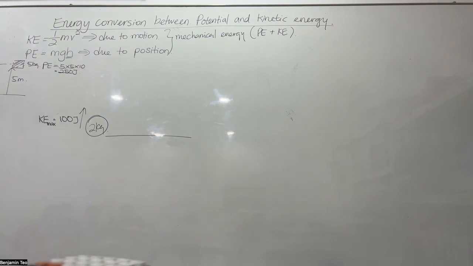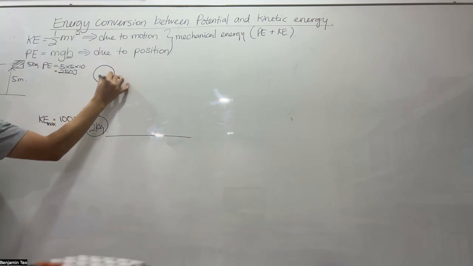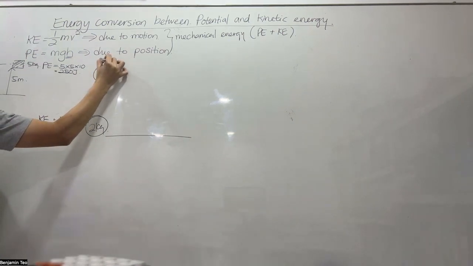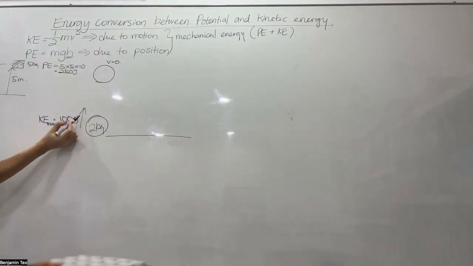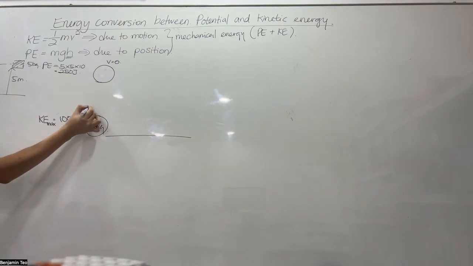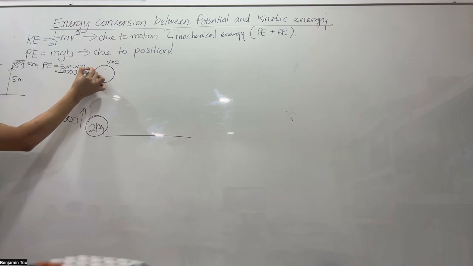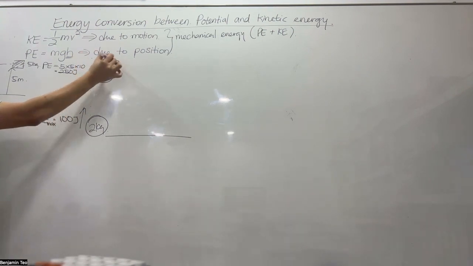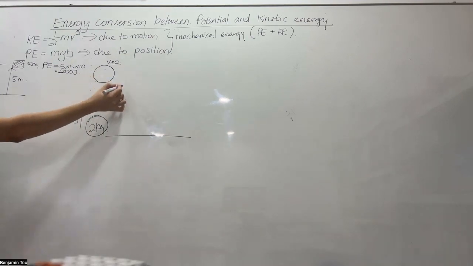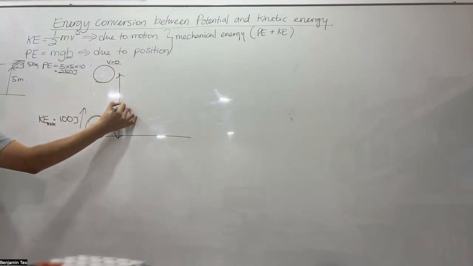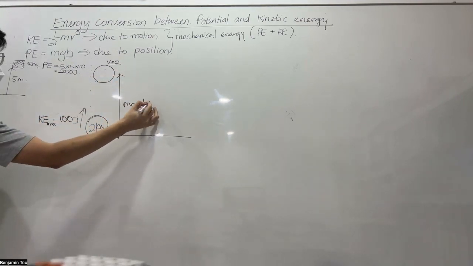At the top, before turning back down, it will be 0 speed. At that second, the speed will be 0. So speed goes 100, 90, okay, 50, 40, 30, 20, 10, 0. When it reaches 0 speed, that means this is the max height already. This is the maximum height.